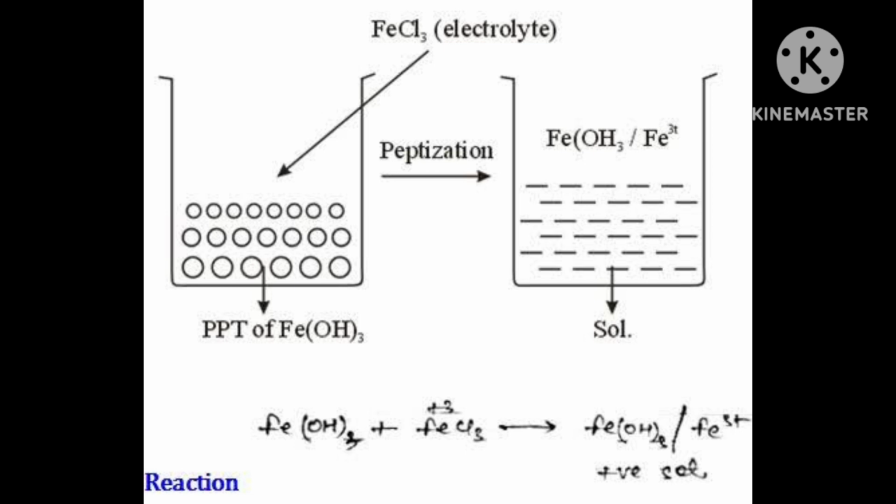Now second method, electrodialysis. Ordinarily the process of dialysis is quite slow. It can be made faster by applying an electric field, if the dissolved substance in the impure colloidal solution is only an electrolyte, means ions should be there. Suppose impurities are ions, only then this method will be applied. This is the condition.